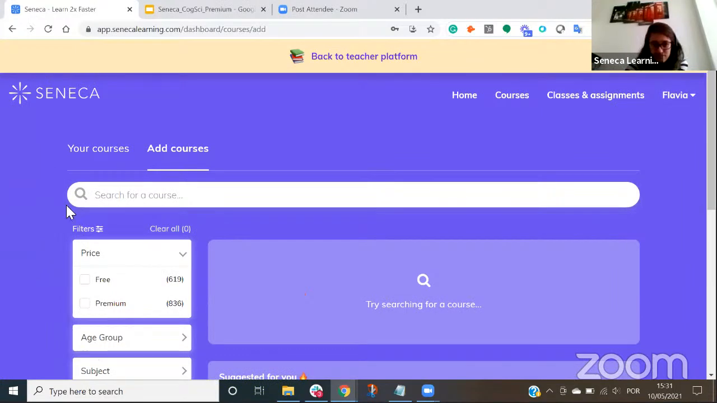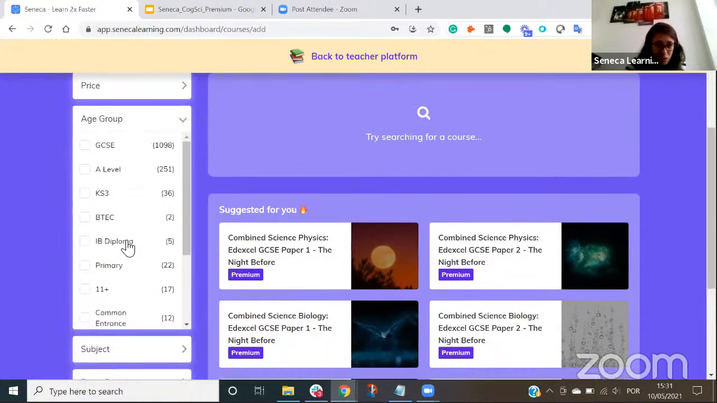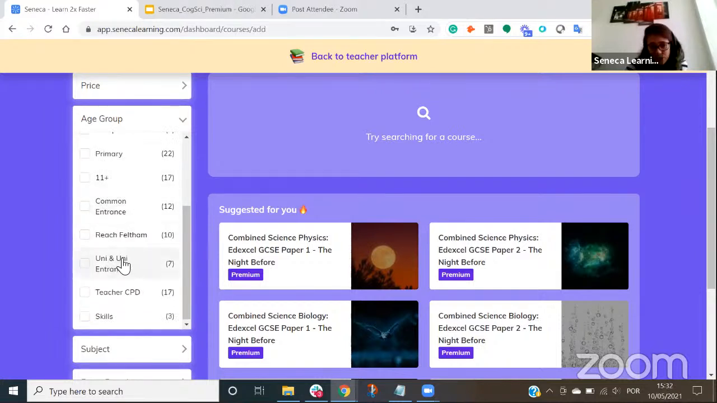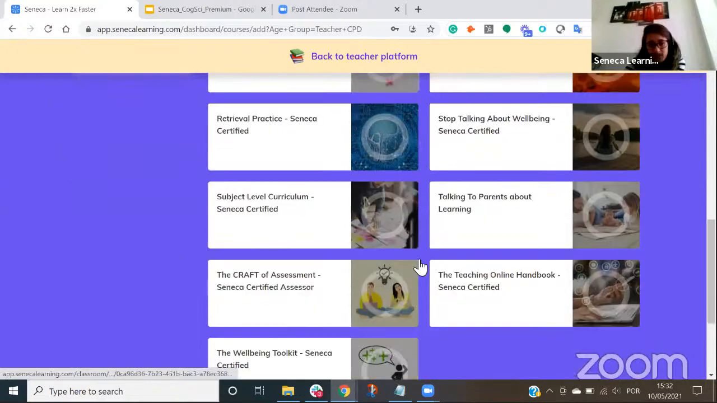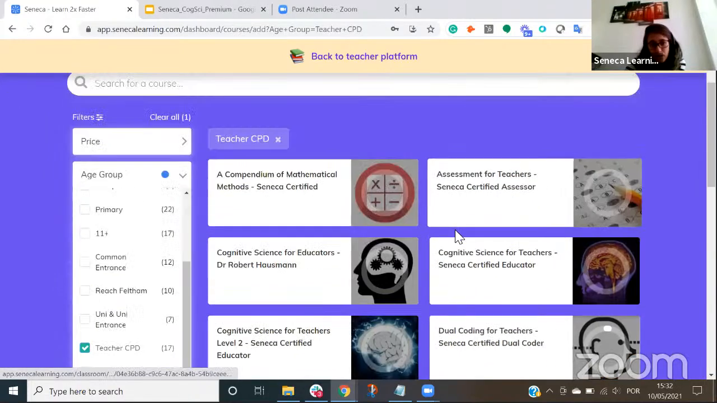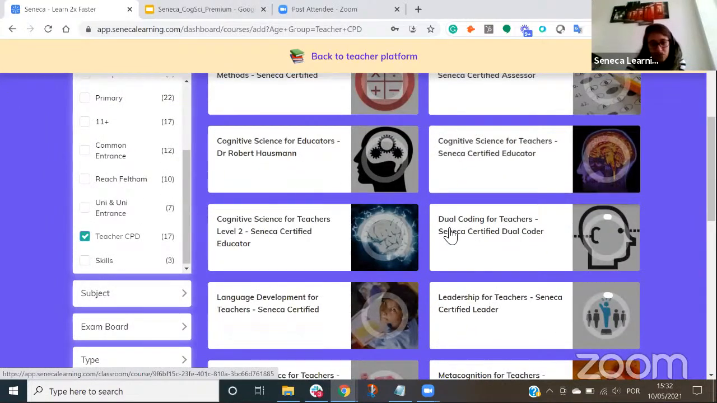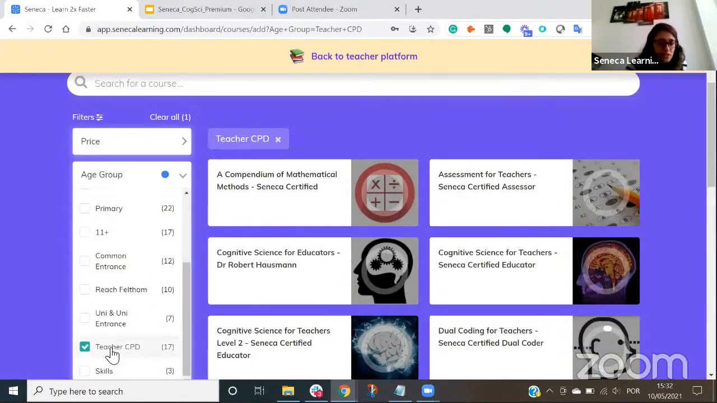So this is the student view. You can see we have a lot of things here, all the way from primary to A level. We even have some university entrance examinations, and here is the teacher CPD that I mentioned. These are all courses for teachers that you can do. You get a certificate in the end, and you learn more about cognitive science, assessments, retrieval practice, literacy, metacognition. It's really interesting. This is the one about parents that I mentioned before. Assessment, well-being, things for everybody here. But let's not talk about that now.